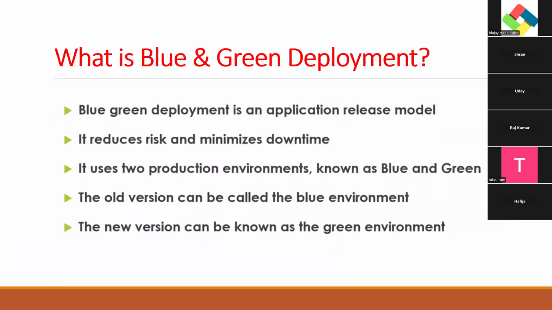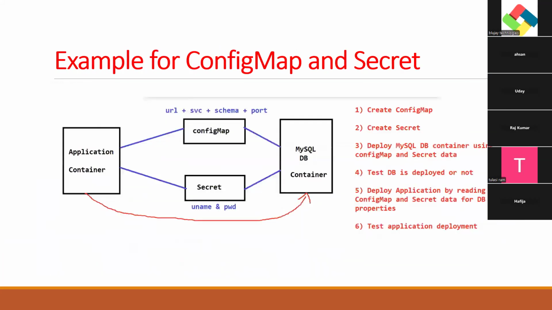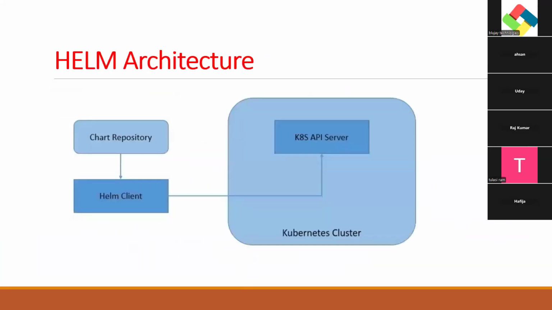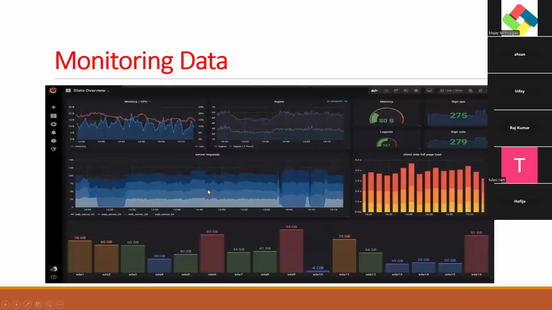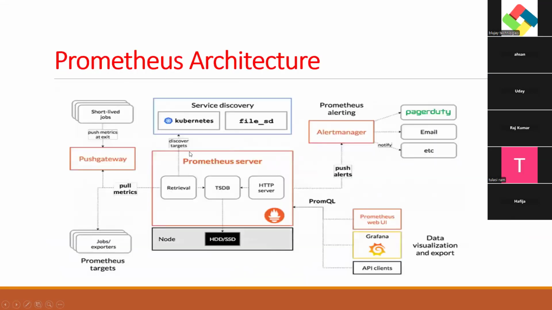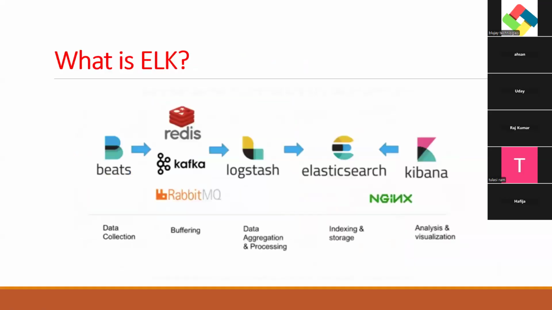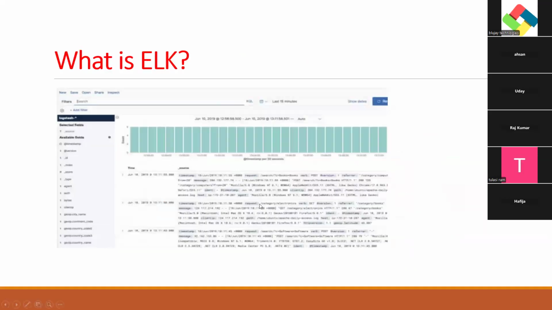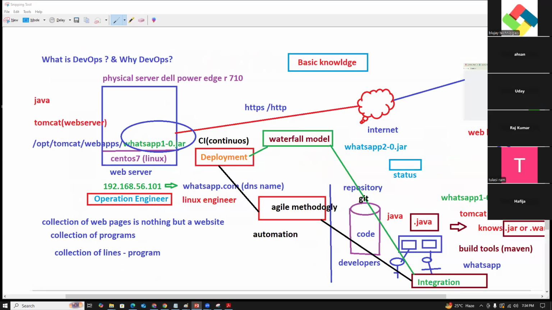What are the models they are using? Blue and green deployment model, I will show you. What are the strategies they are using in that? Helm will be shown. Grafana and Prometheus will be shown. ELK also, Elasticsearch, Logstash, Kibana, how we are getting the logs. Okay, got it. Classes will start from Monday, hopefully 6:30 to 7:30.